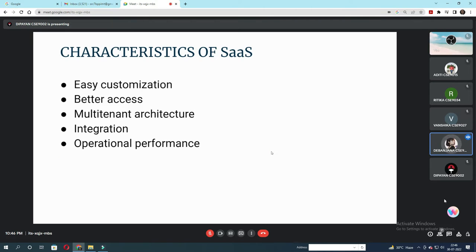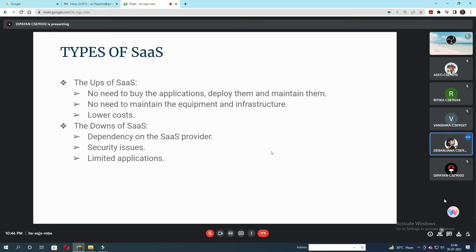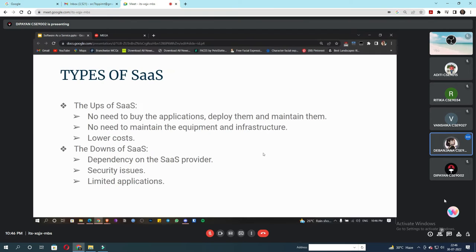So these are some of the characteristics of software as a service. We get easy customization, better access, the architecture is multi-tenant, integration, and the operation performance. Next slide. Next, Dipayan will continue.